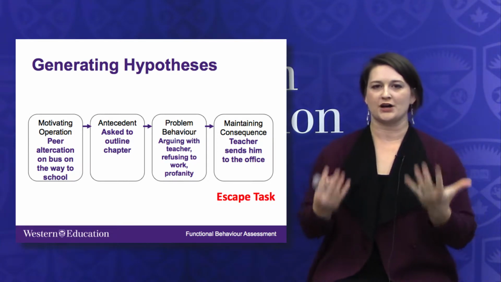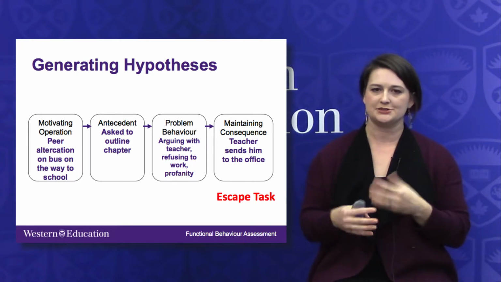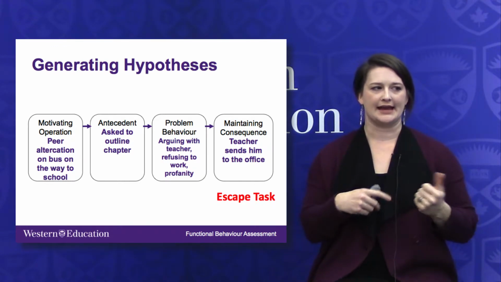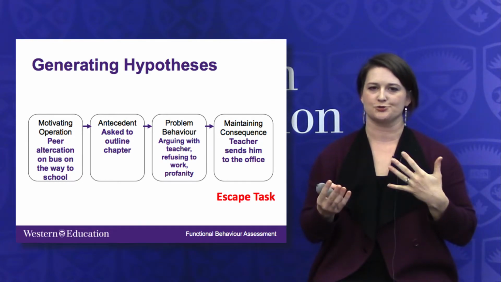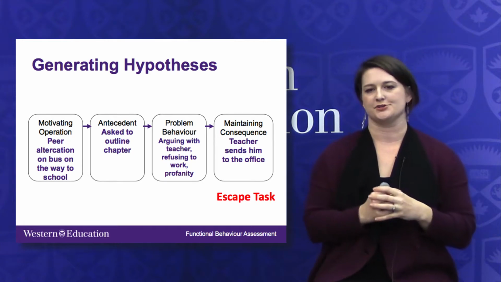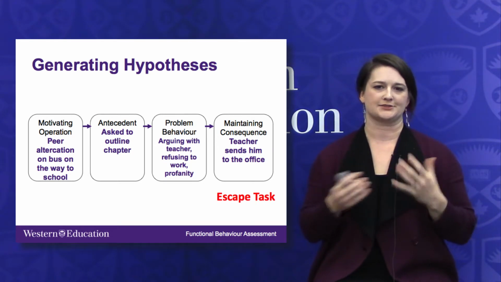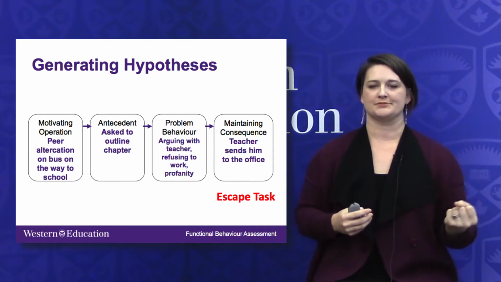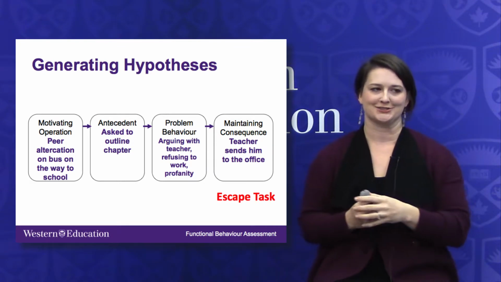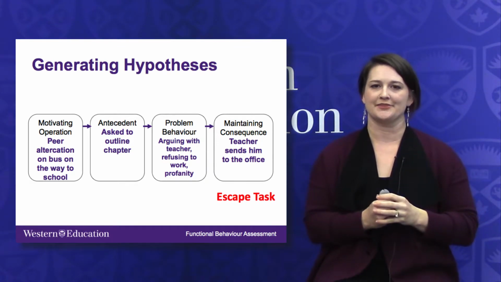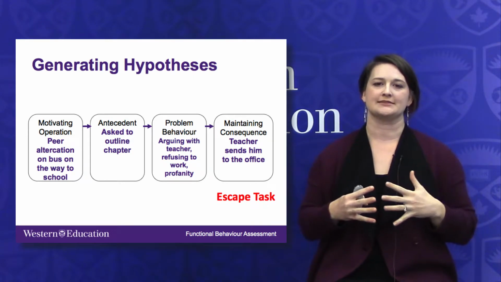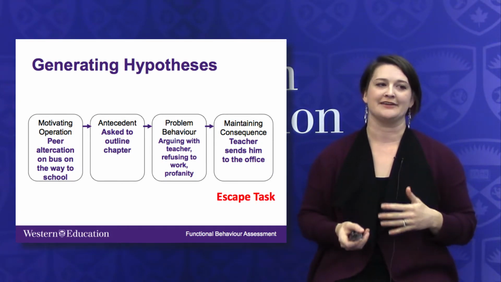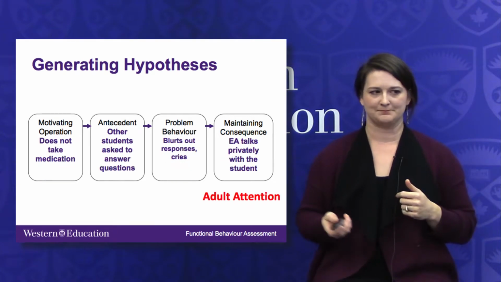The consequence for arguing with the teacher and refusing to work is that they get sent to the office. And earlier in the day, there was an altercation on the bus on the way to school. So here we have something that increased the value of escaping that work, because the difficult task was more unpleasant than it normally is. We're looking at that setup, what comes before it, the challenging behavior, and then the consequence for it. When we look at that all together, we can see that this behavior communicates, I need to escape this task, I want to get out of it, and we would say that the function of the behavior is escape from a difficult task.